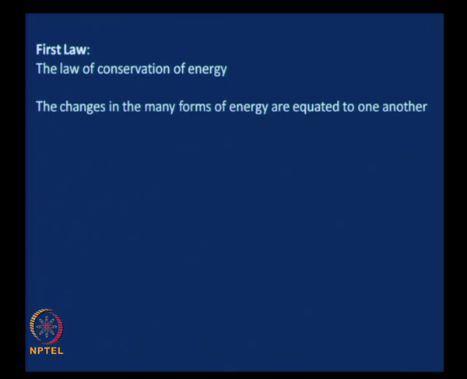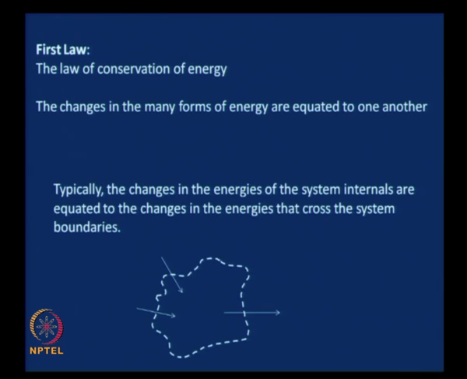Now let us look at the first law. The first law is nothing but the law of conservation of energy. The changes in many forms of energy are essentially equated to one another in the first law. There is nothing more to the first law. Typically the changes in the energies of the system parts are equated to each other. For example, the changes in the energies of the system internals are equated to the changes in the energies of the system that cross the system boundaries.